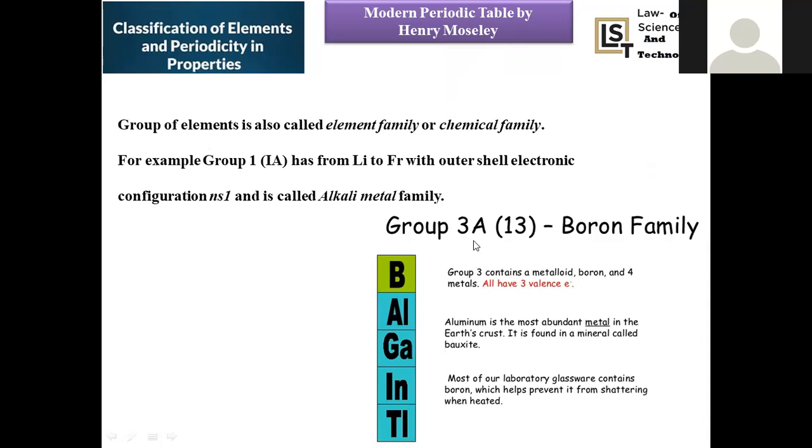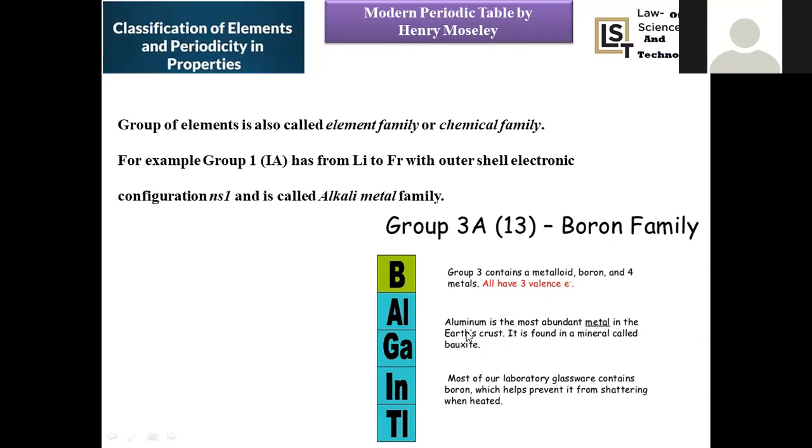For instance, let us take the example of 3A or group 13, called the boron family, where you can find boron as the starting element with a valency of 3, and 4 metals are present. From the bottom up to aluminum, these are metals, and boron is the non-metal. So boron, aluminum, gallium, indium, thallium is the series where you can find resemblance in their properties. Aluminum is the most abundant metal in the earth's crust, mostly available in the form of ores only, right?